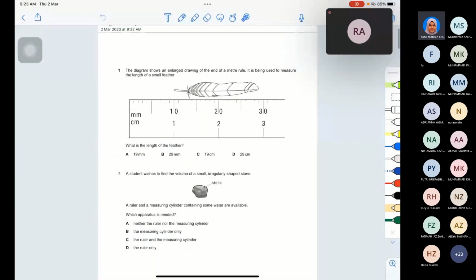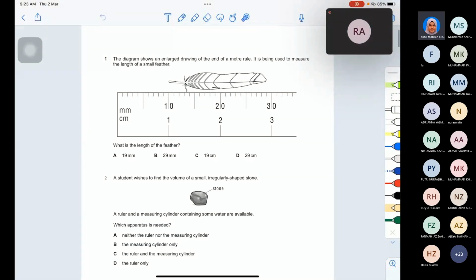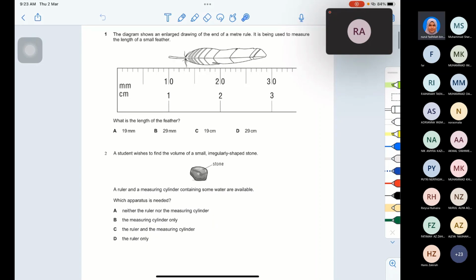Number 1, the diagram shows an enlarged drawing of the end of a meter rule. It is being used to measure the length of a small feather. What is the length of the feather? Very easy question, so I think everybody can answer this one. Right? No problem, okay. What's the answer? Number 1? A.